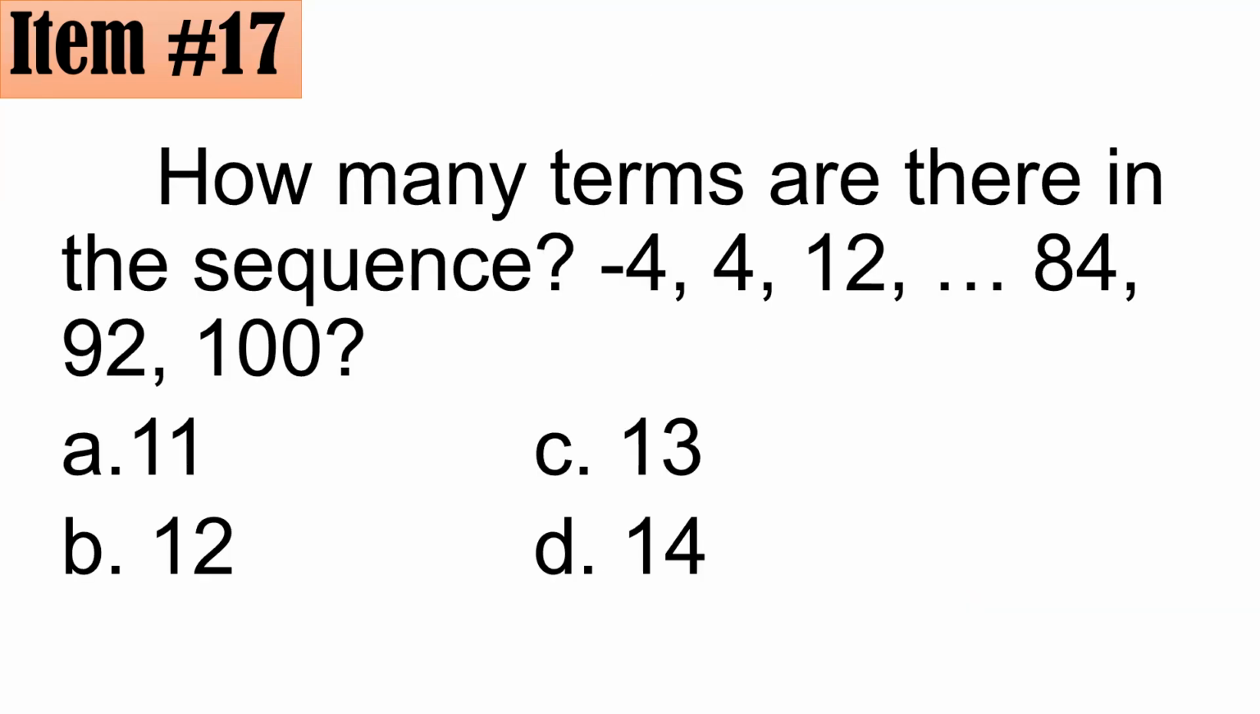17. How many terms are there in the sequence? -4, 4, 12, ... until 84, 92, 100. This is an arithmetic sequence. Is it 11, 12, 13, or 14? D daw, 14. Okay.